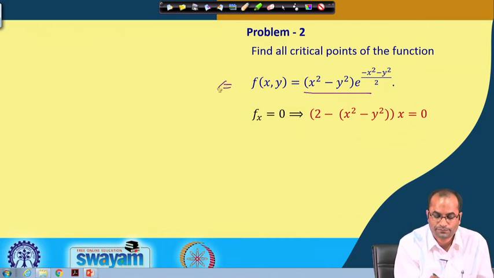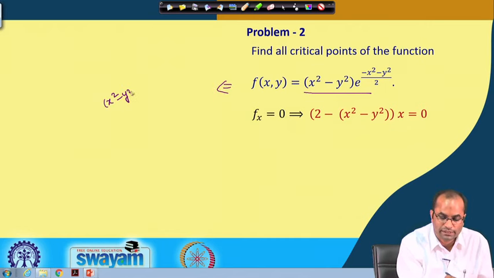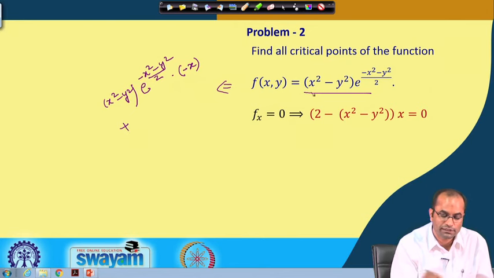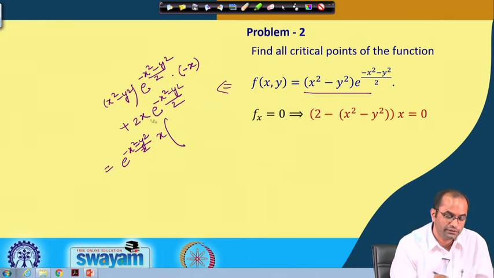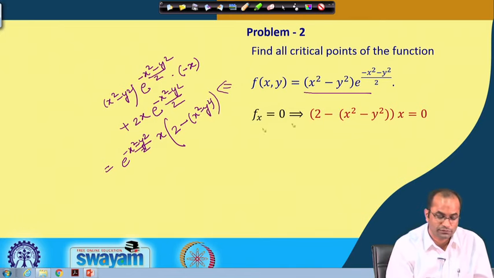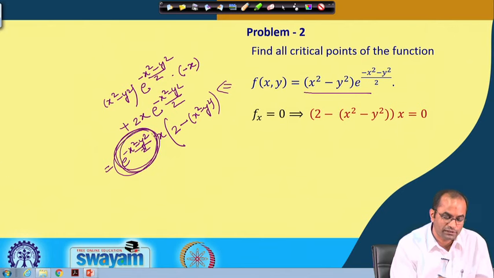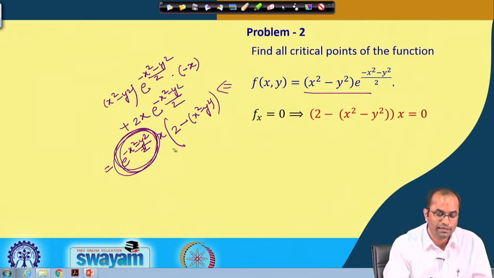So, we are differentiating this, so we will get this x² − y², and the derivative of the exponential term, again the same −(x²+y²)/2, so there will be a term −2x divided by 2, that is −x, plus the derivative of this with respect to x, and then we have the e^(−(x²+y²)/2) term. If we take this exponential term common, and also take this x common, here we will have 2 and then here we will have minus x² minus y². And this exponential cannot be 0, so we will have that this is equal to 0.